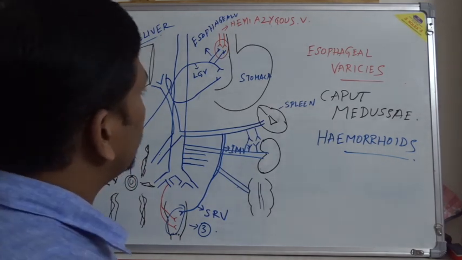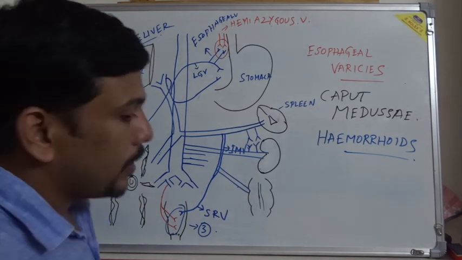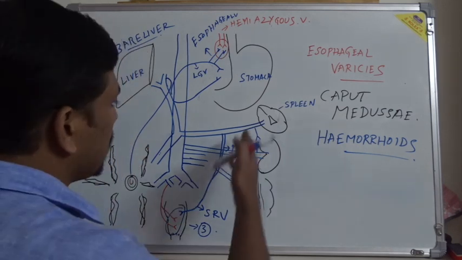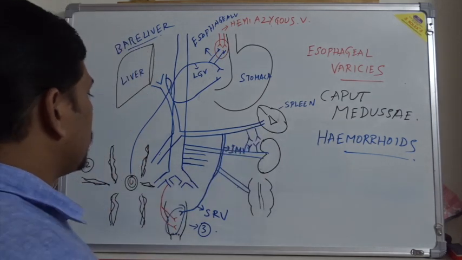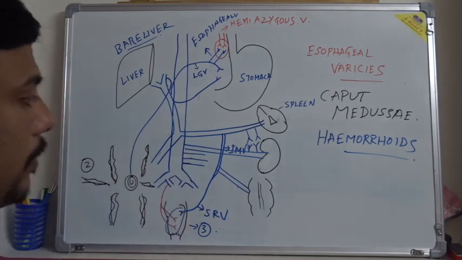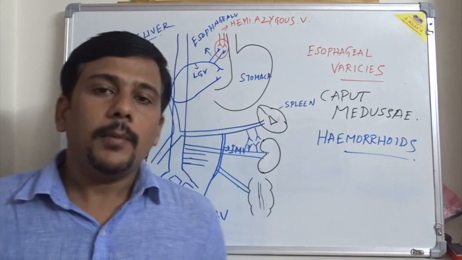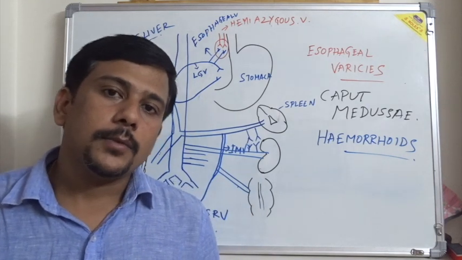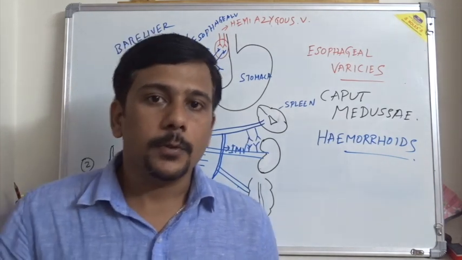There are no significant symptoms seen when these veins are enlarged, so they are not that important clinically, but these three sites are very important clinically. The remaining portocaval anastomosis can be understood by reading the textbooks. Thank you.